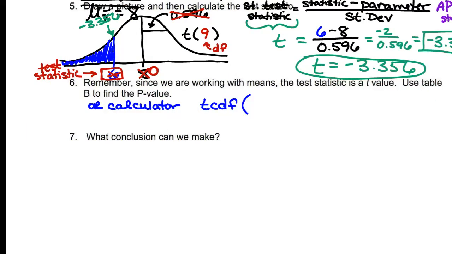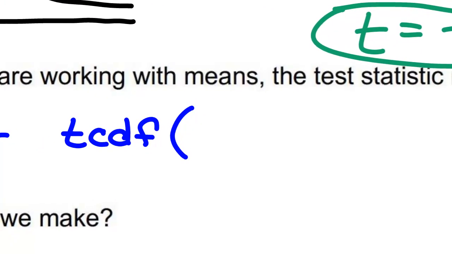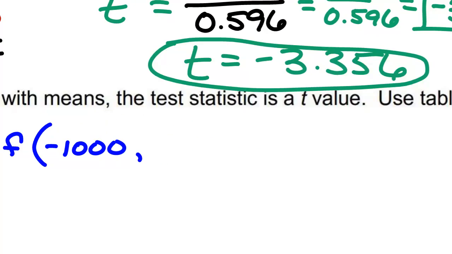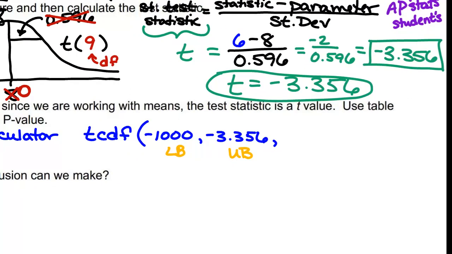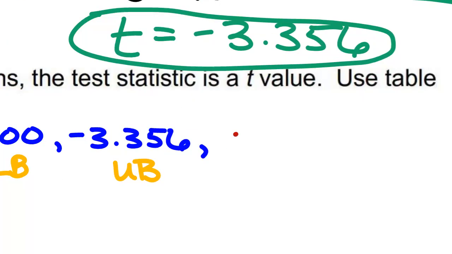We have how many degrees of freedom? 9 degrees of freedom and a t-score of -3.356. If I want to use my calculator, we want less than, right? So I would put like what, -1,000, and then I would put my t-score, -3.356. So I've got my lower bound, my upper bound, and then the last thing I need to include here is my degrees of freedom.